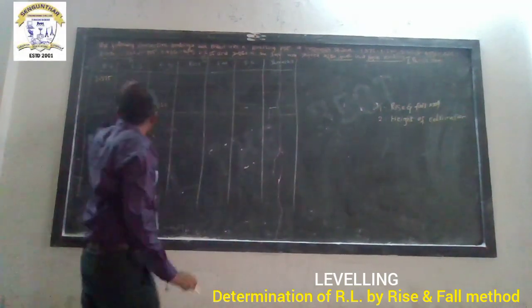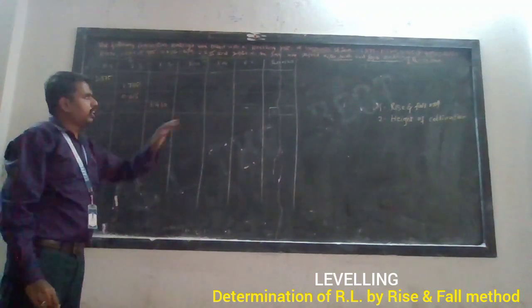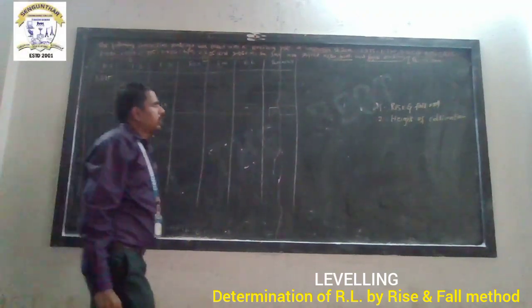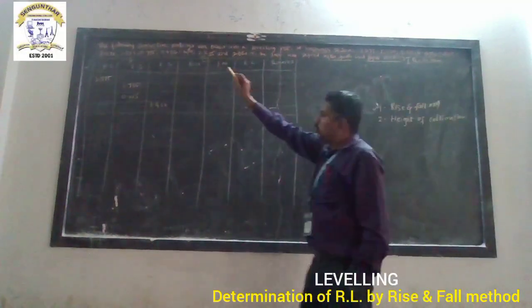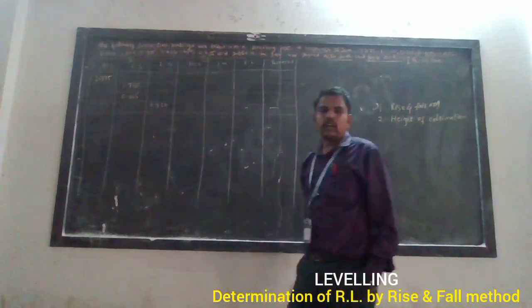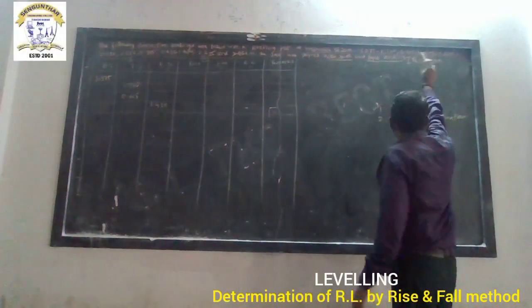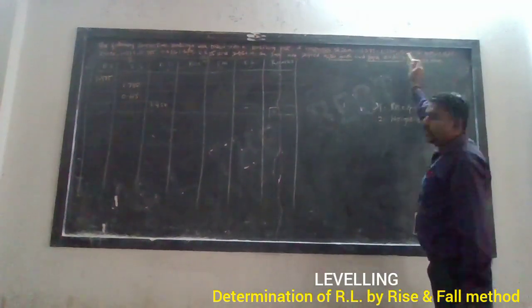This is the first set. Again, I am looking for the second set. How many readings are there in the second set? 1, 2, 3, 4. So in the second set also there are 4 readings. From that, the fifth reading in the problem.